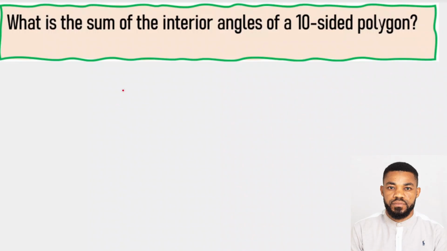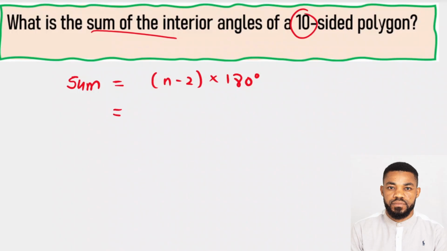What is the sum of the interior angles of a 10-sided polygon? So that is a polygon with 10 sides. Now we have to find the sum of interior angles. So I have to use this formula: the sum is equal to n minus 2 times 180 degrees. Now in this case, remember, n is the number of sides of the polygon. The polygon has 10 sides, so in place of n, I just have to write 10.